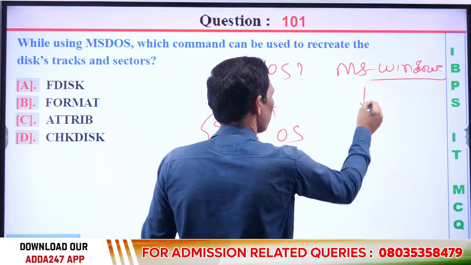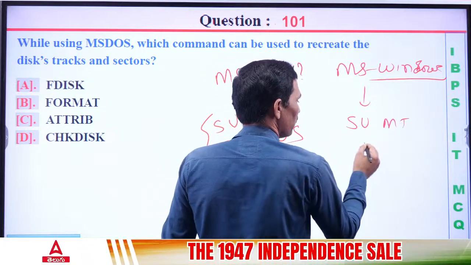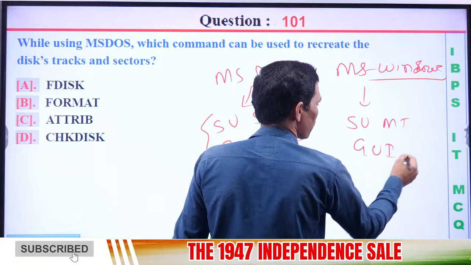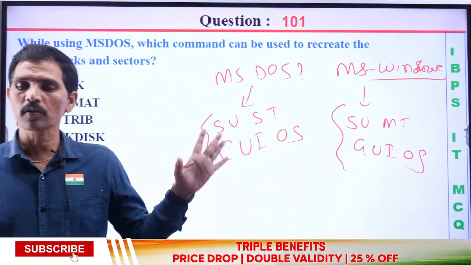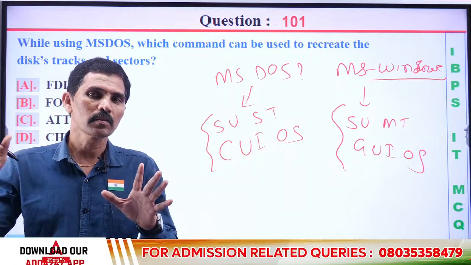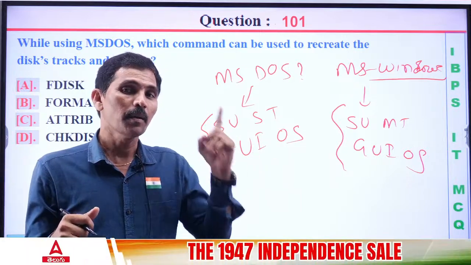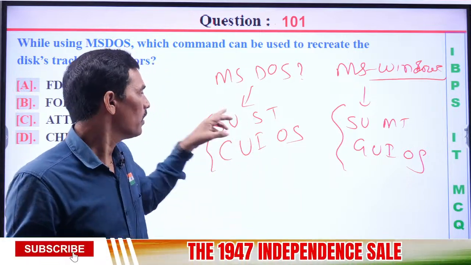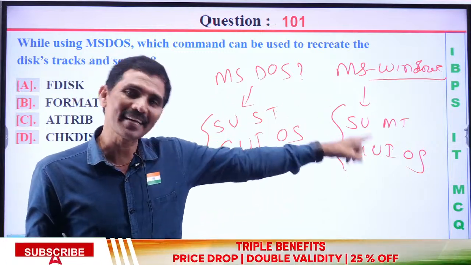MS Windows is a single user, multitask, graphical user interface operating system. Just see the difference. Both are from Microsoft: MS Word and MS Windows. Both are operating systems. But the thing is, here single user, single task, multi-user, single user, multitask.